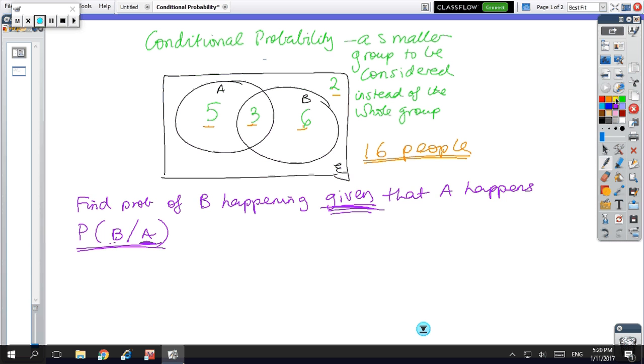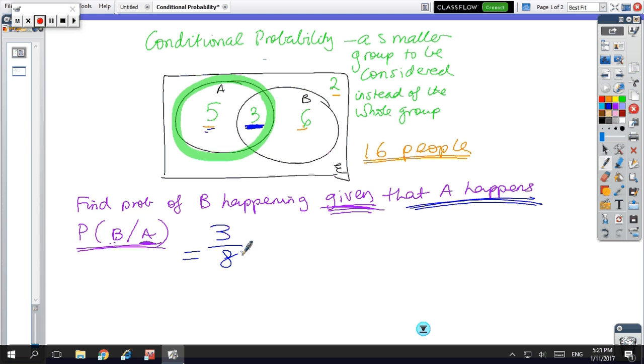So in this particular question here, I'm just going to turn into highlighter. Okay, it says that A has happened, so that's the only group of people that we're looking at, those 8 people. So we don't have 16 people anymore, okay? Because A has happened, I've only got these 8 people. So what's the chance that it also happens for B? Well, this is the group of people who also live in B. So this particular answer would be 3 out of 8, okay?